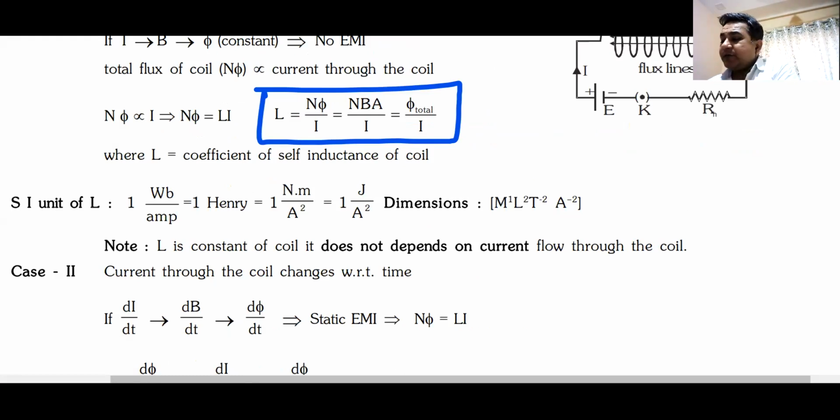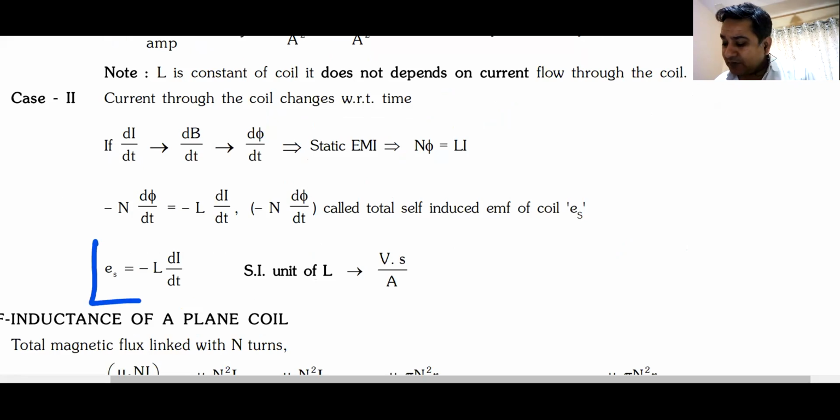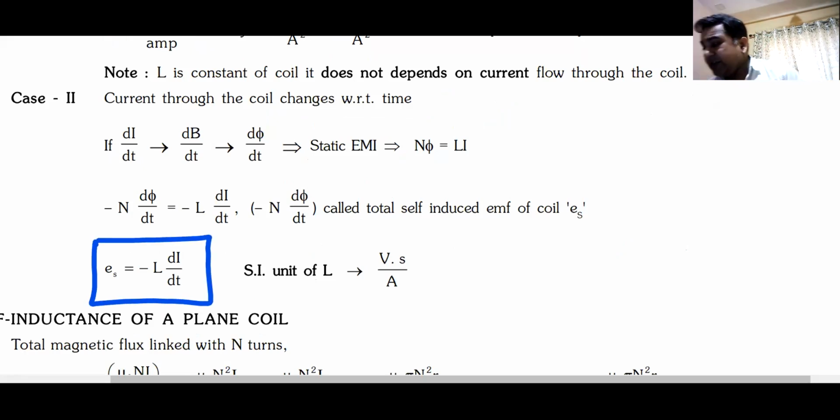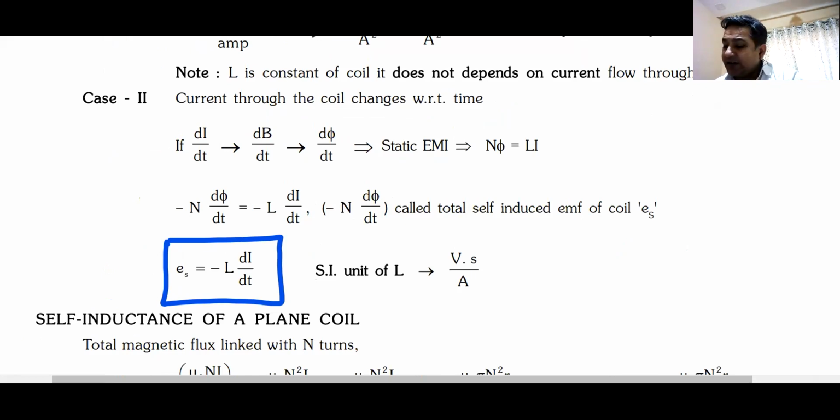So one way of saying this is the self-inductance of a coil is total flux divided by total current. If now I start to change the current in the coil, what will happen? An EMF will be induced in the coil because the flux will be changing. This EMF induced in the coil can be written as minus L di by dt, where the negative sign is because of Lenz's law. This induced EMF will try to oppose the rate of change of current. So that is why you have this negative sign.